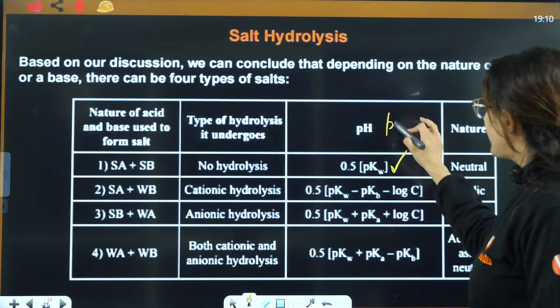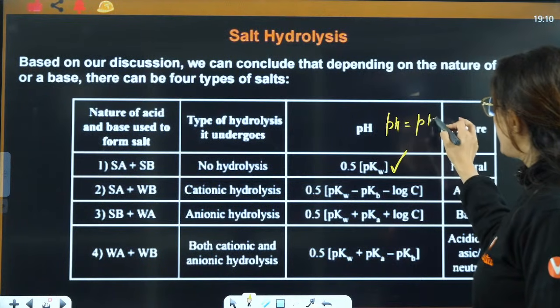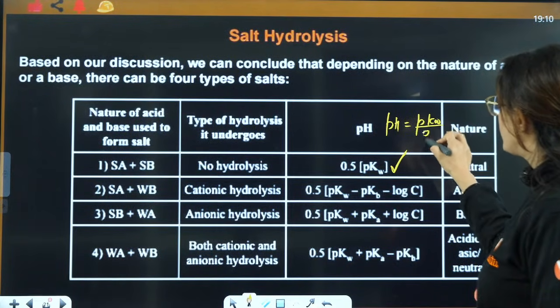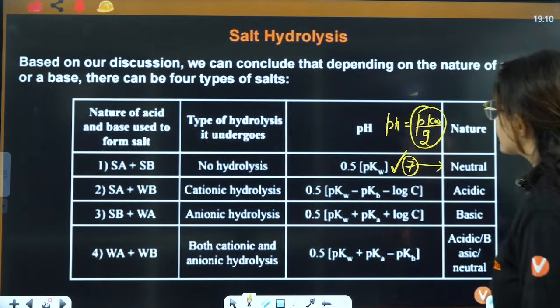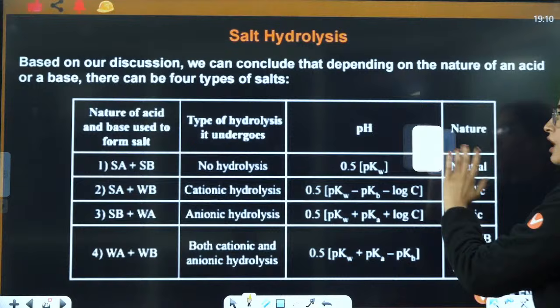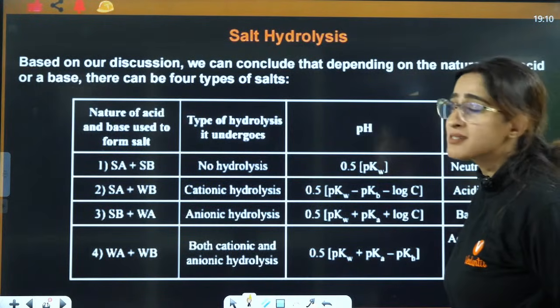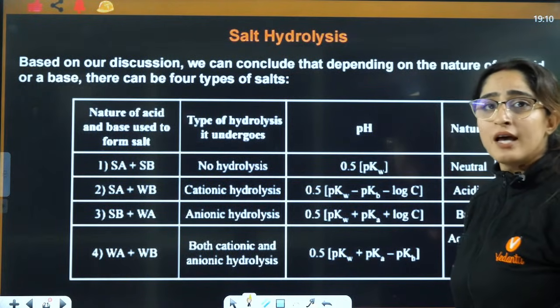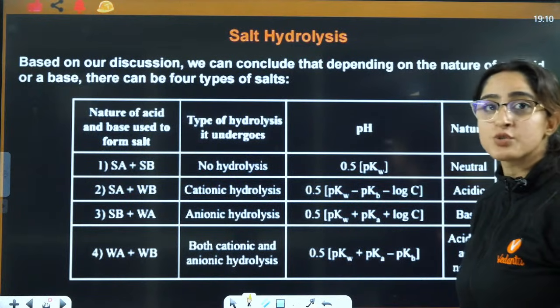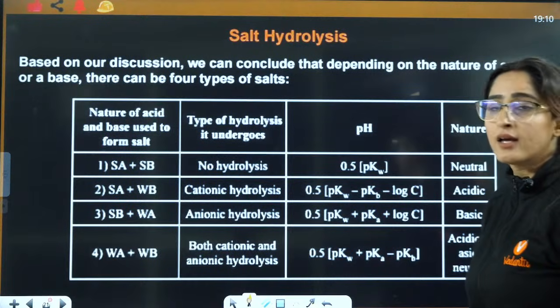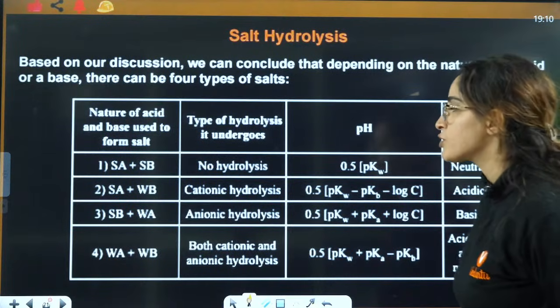Then what is pH? pH is equal to pKw by 2. That is nothing but 7. That is a neutral solution, right? When we talk about strong acid and strong base, they are going to have complete neutralization. So a neutral salt will be there, and the overall solution will also be neutral.